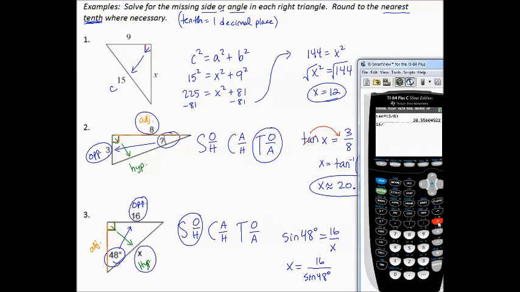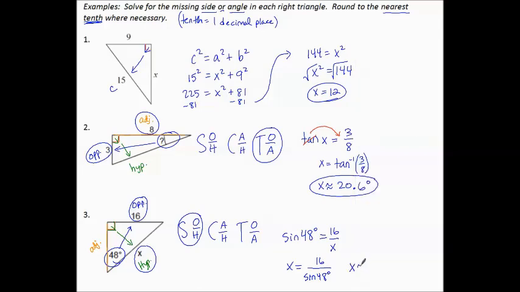16 divided by sine 48 equals, rounding to the nearest tenth, this is only a 3, so this stays a 5, 21.5. So x is approximately 21.5. I don't write degrees because x is a side, not an angle, like in the previous example. Pretty good?